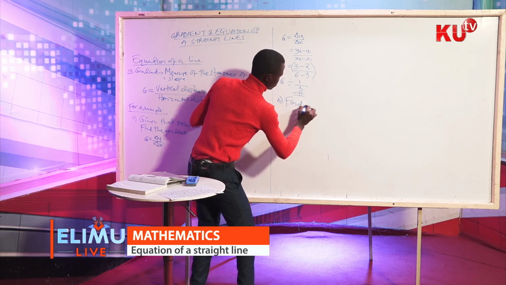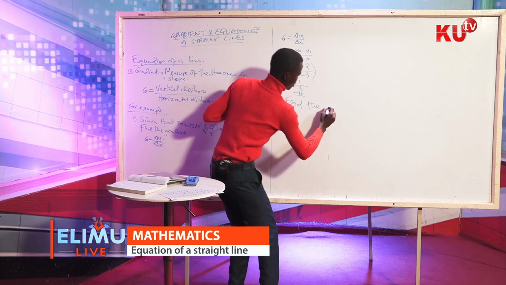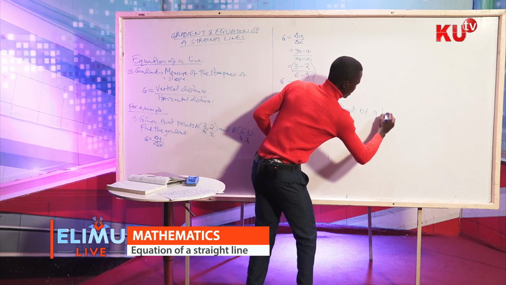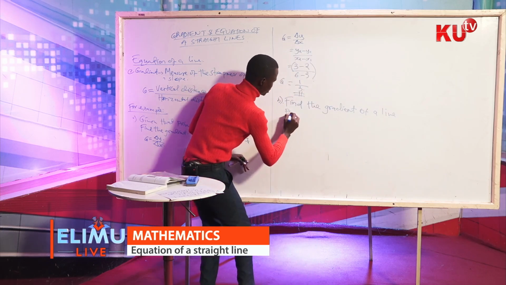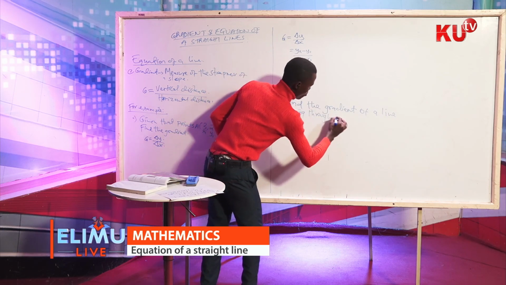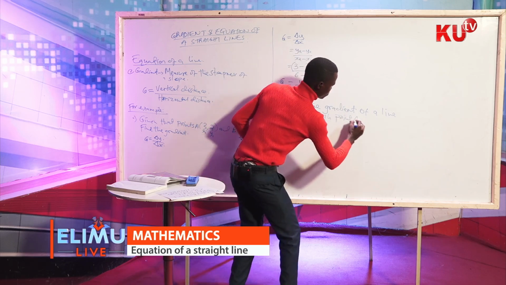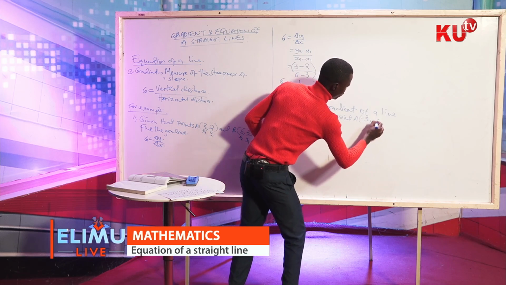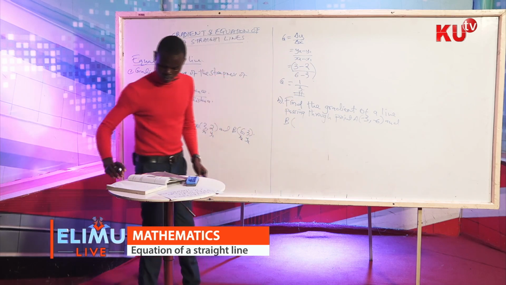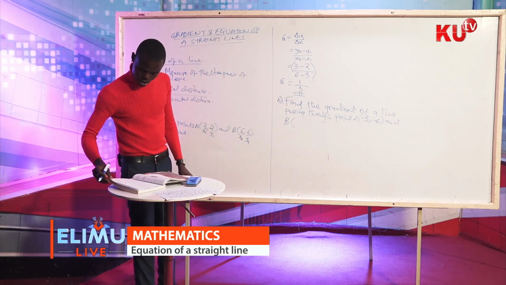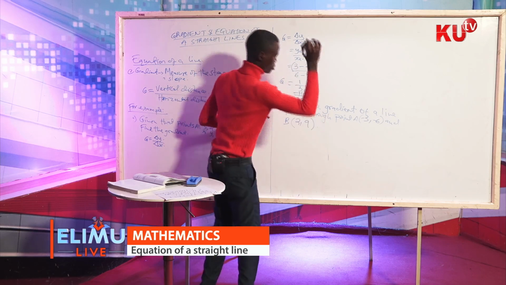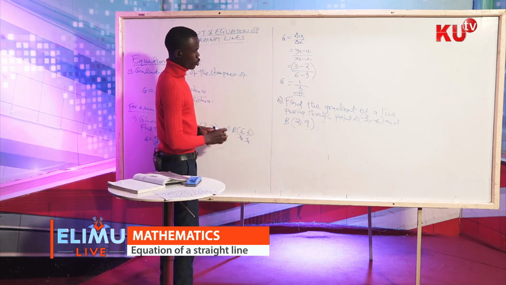Find the gradient of a line passing through point A, -3, -6, and point B, 2, 9. We have been told to find the gradient.